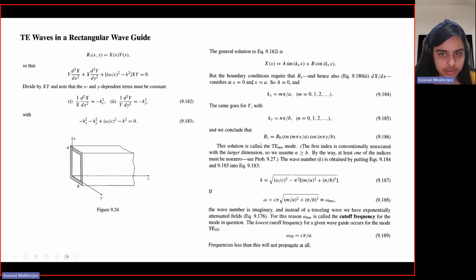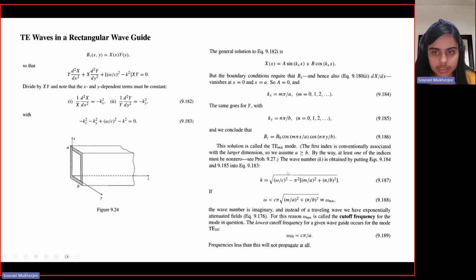So this is the general expression for the Bz of a TE mode, where TEmn corresponds to the mode. So you define the mode by m and n. Okay. Generally, the first index is conventionally associated with the larger dimension.